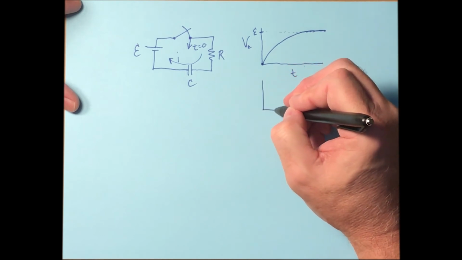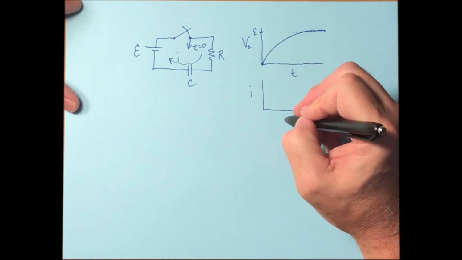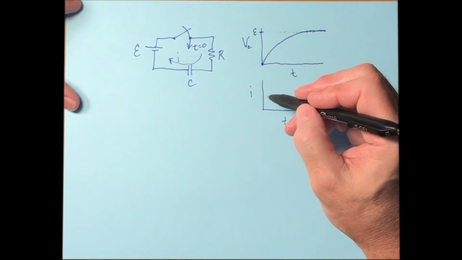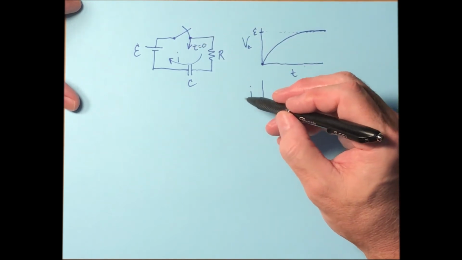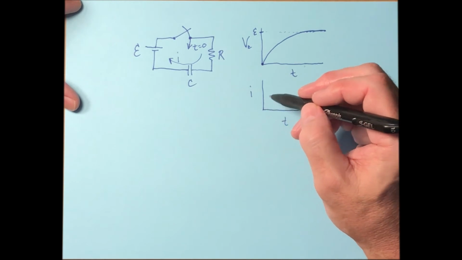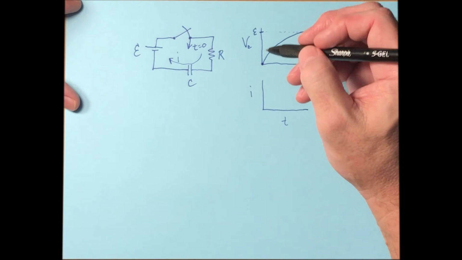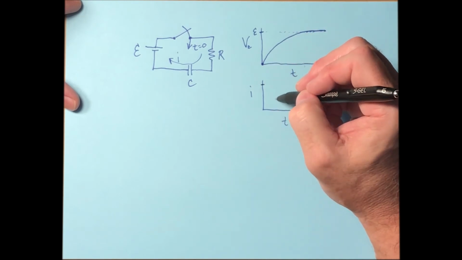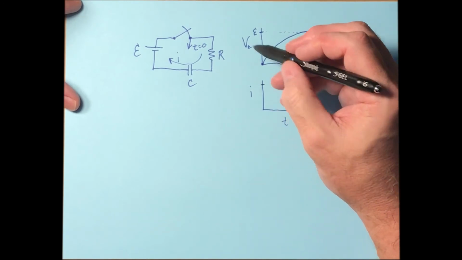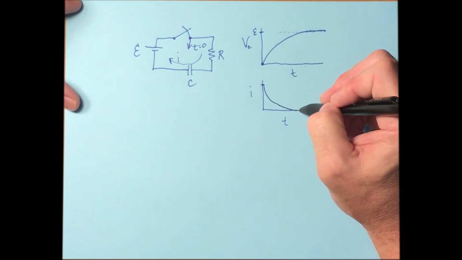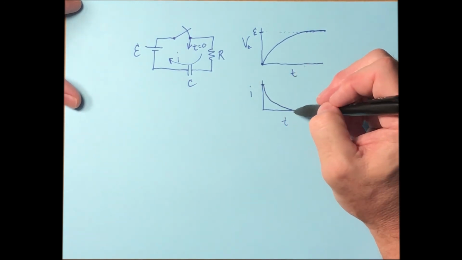What about the current versus time? Well, at t equals 0, before t equals 0, there was no current, but right at t equals 0, the current instantly jumps up to its maximum value. And then as time goes by, you expect this to be a decaying exponential, like that.